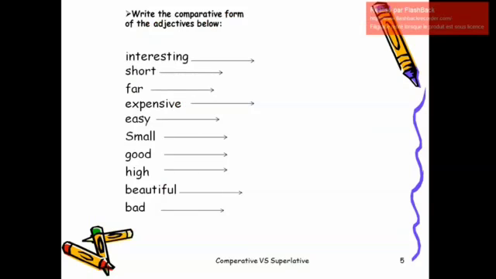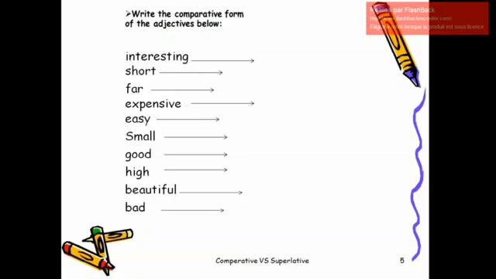Now let's move to practice. Write the comparative form of the adjectives below. Let's read these adjectives: interesting, short, far, expensive, easy, small, good, high, beautiful, and bad.